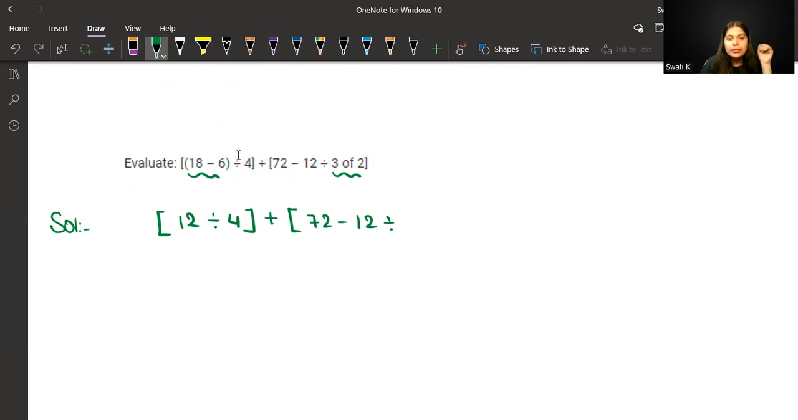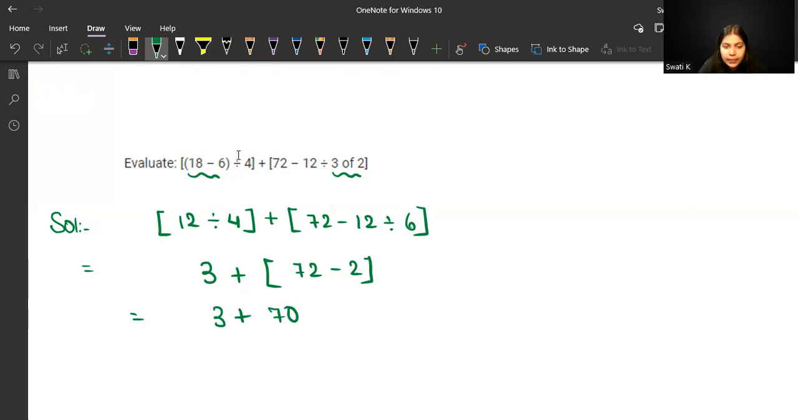So 3 of 2, that means 3 times 2, that is 6. And now both are big brackets, so you can solve either way. 12 divided by 4 is 3 plus, here it is 72 minus 12 divided by 6, which is 2. So we are getting this answer 3 plus 72 minus 2, which is 70. And 3 plus 70 is 73. 73 is the answer.